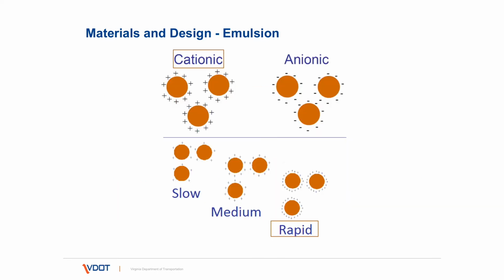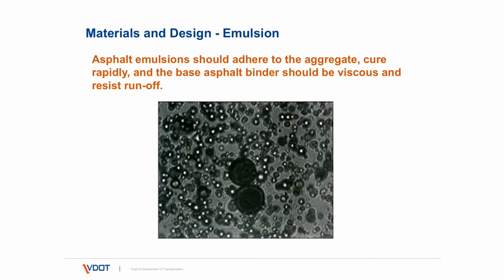We talked about cationic rapid set. The aggregates for surface treatments, or aggregates in general, have a negative surface charge. Cationic emulsions have a positive surface charge. They can formulate these emulsions to have a more rapid or medium or slow set, and for surface treatments we'll use a rapid set cationic emulsion. These emulsions should adhere to the aggregate, they should cure rapidly, and the base asphalt binder can be viscous and it will resist runoff.